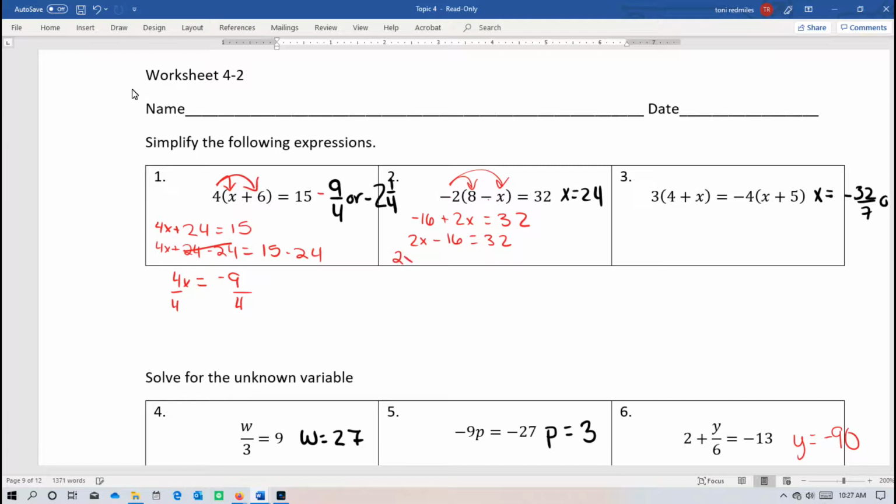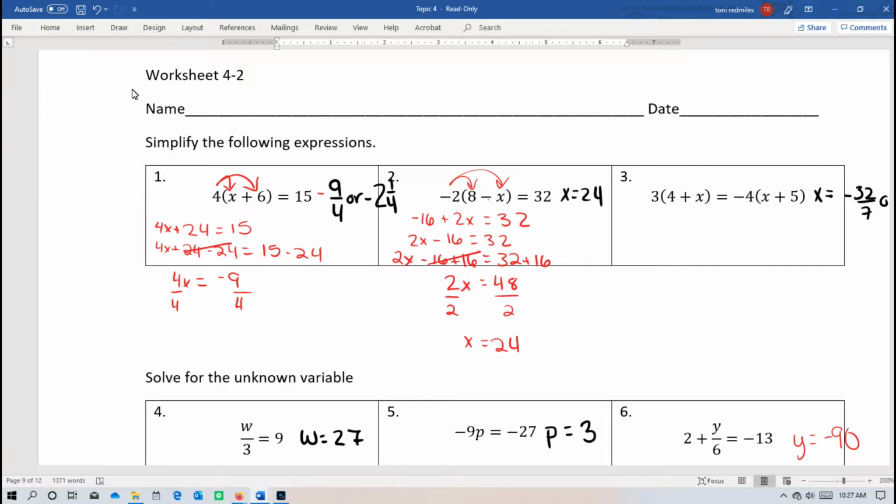So I have to add 16 to both sides in order to get that 0, to get rid of it on the left. Okay? Negative 16 plus 16 is 0. Add these two and I'm going to get 48. Divide by 2 because it's multiplying the x. And you're going to get 24 as your answer. And it's positive.